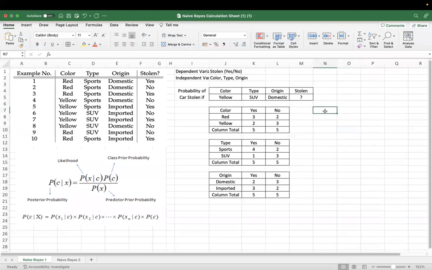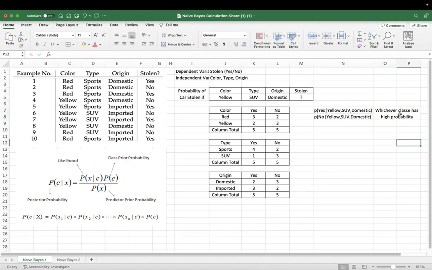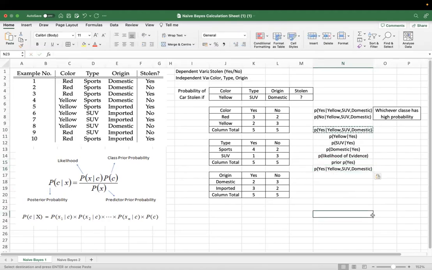Okay, shall we start? Now we need to calculate two probabilities: probability of yes, and similarly probability of no. Whichever class has the higher probability will be the final class. So first we'll calculate the probability of yes given yellow, SUV and domestic. So it is probability of yellow given yes, probability of SUV given yes, probability of domestic given yes, and the likelihood of evidence, which is the multiplication of all the three, then probability of yes, and finally probability of yes given yellow, SUV and domestic.